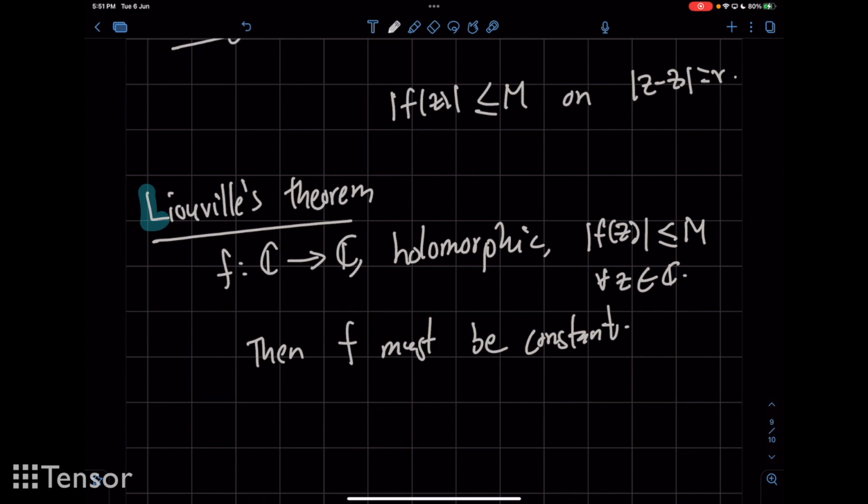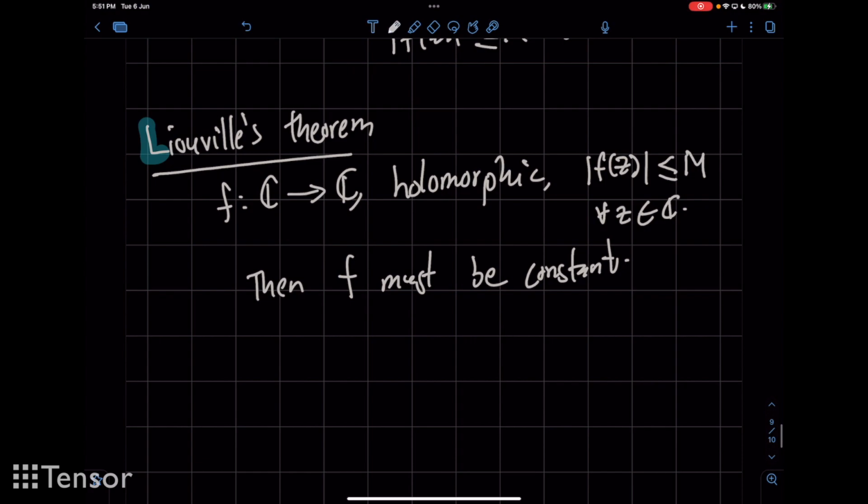And obviously, needless to say, this theorem does not hold in real numbers. Can someone give me an example that this does not hold in real numbers? Exactly. So for reals, this is a function defined on the whole real line, and this is bounded as well. We know that f is bounded by 1. But this is not a constant function.